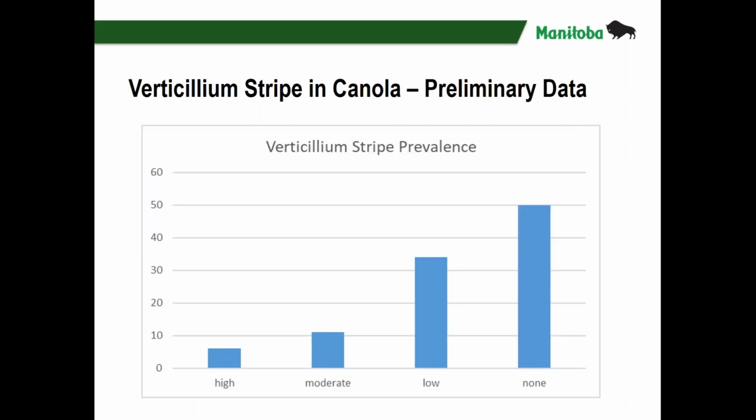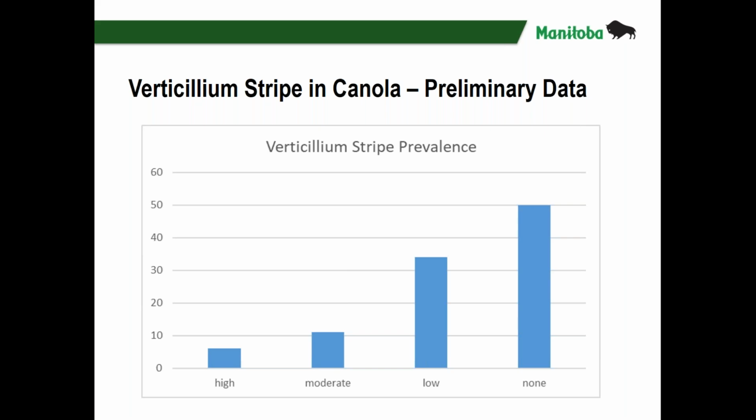Now, what's the prevalence this year? Well, I have looked through 101 data sheets, and this was a quick summary focusing just on Verticillium stripe because there's interest right now. And you can see that we're at about 50% of the fields showing some level of Verticillium.